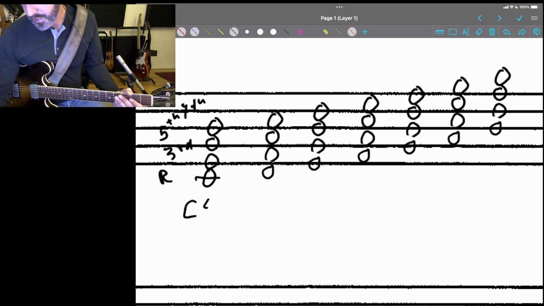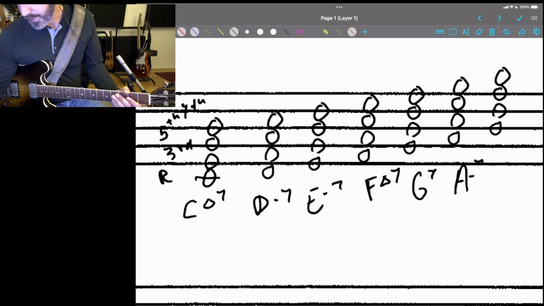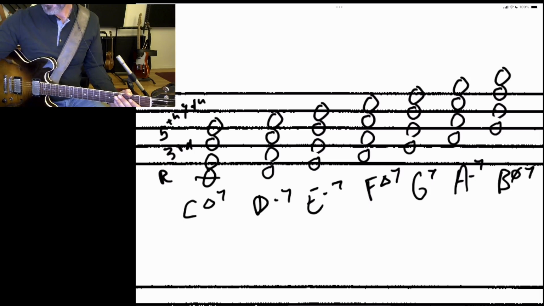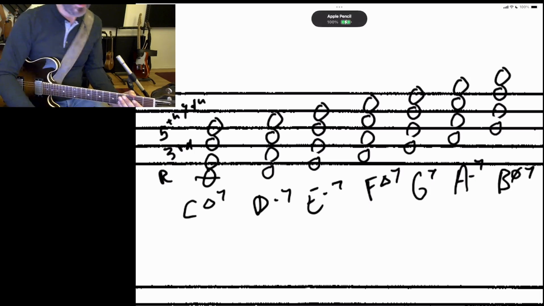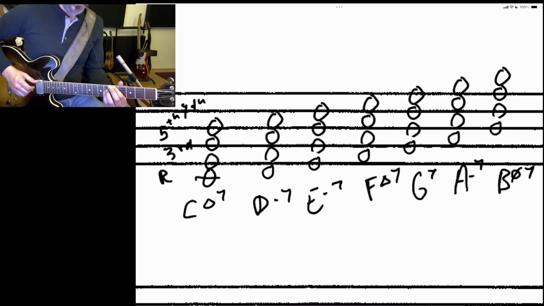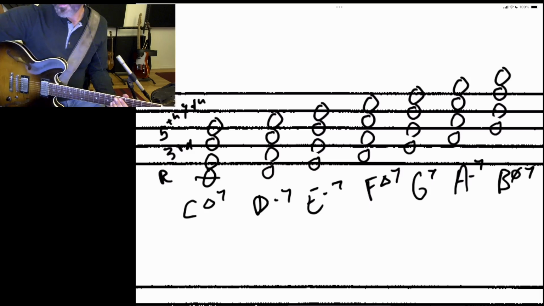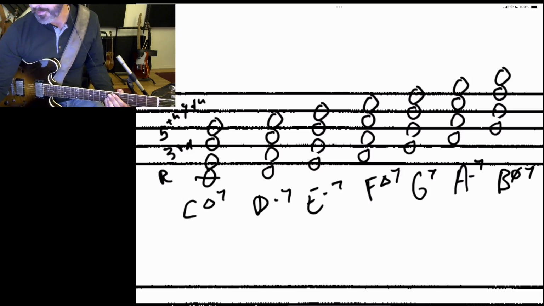This would be C major 7, D minor 7, E minor 7, F major 7, G7, A minor 7, and B half diminished 7. This pattern is the same for any scale. Anytime you take a key, the pattern is the same. If this was A, you would swap out the letter names for the scale you're doing, so it'd be A major 7th, B minor 7th, C sharp minor 7, and so on.